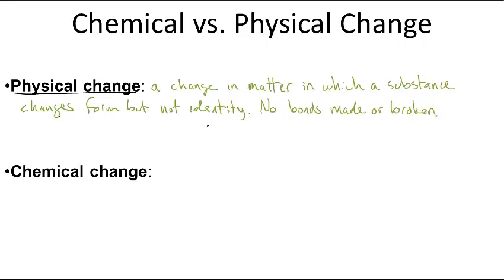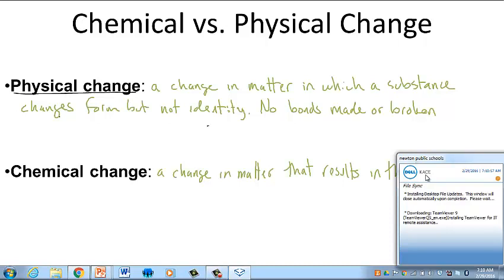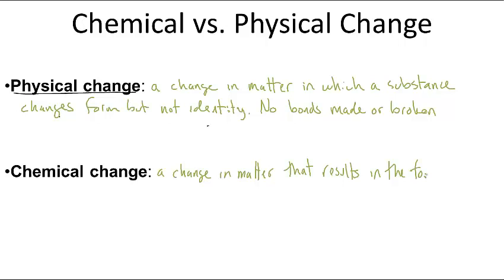And a chemical change is a change in matter that results in the formation of a new substance with new chemical properties.